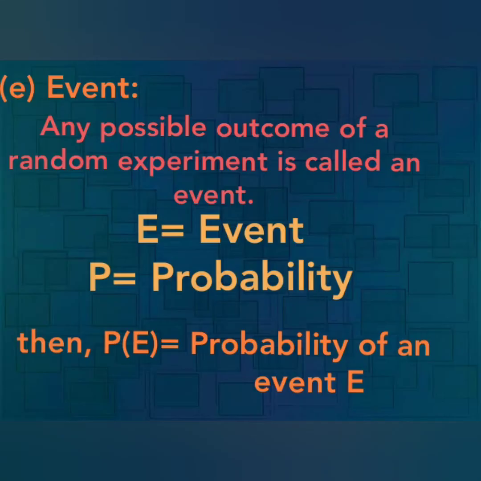Next important term is event. Any possible outcome of a random experiment is called an event. E is equal to event and P is equal to probability. Then P of E is equal to probability of an event E.